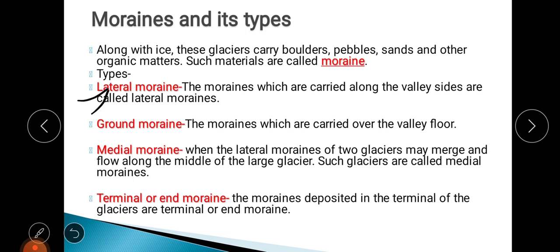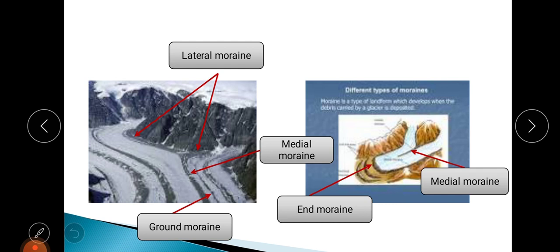First is the lateral moraine, which is carried along the valley sides. So if this is a mountain, here you see in this picture, this is a mountain, and this is the valley side. These are called your lateral moraine. Or here also you can see in this picture, these are lateral moraines.